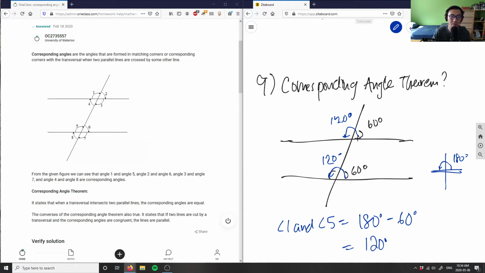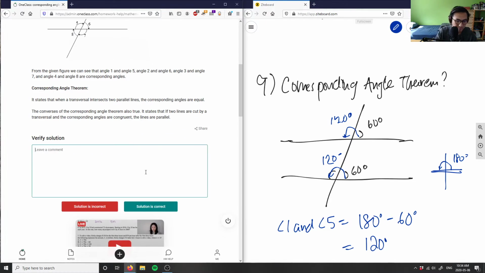So the corresponding angle theorem basically just means that pairs of angles are always the same if I have two parallel lines that are intersected with a transversal. So the solution is correct. Good analysis here.